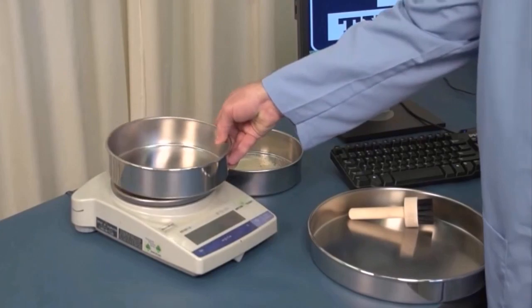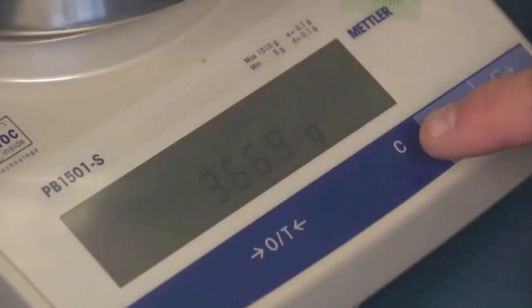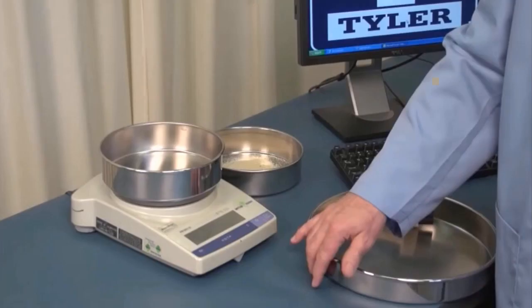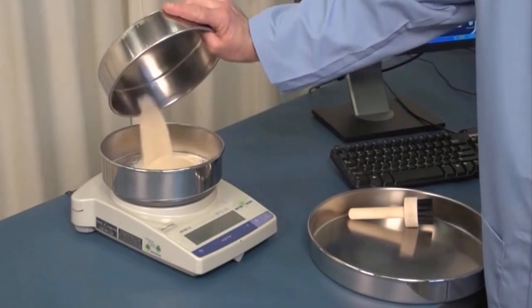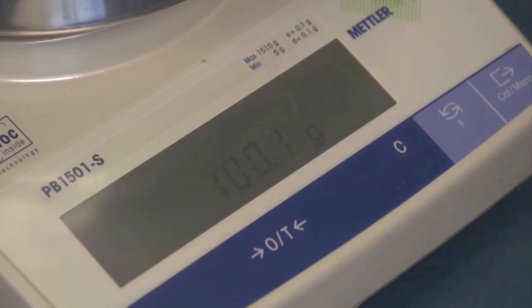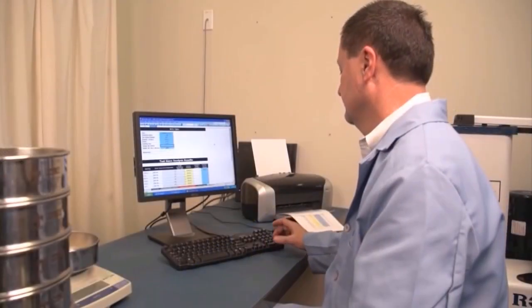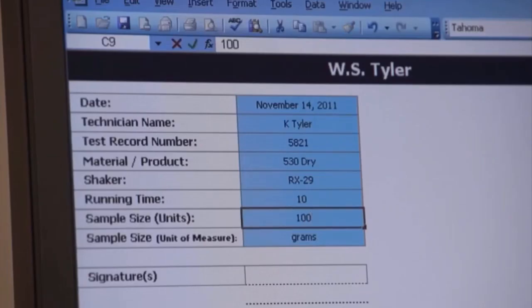Use a laboratory scale, accurate to 1/10 gram, to weigh an empty container, usually an extra receiving pan, and establish a tare weight. Weigh the entire sample and record the weight. W.S. Tyler offers sieving software for basic spreadsheet analysis. Additional test information includes company name, test number, and date. This may be saved and used as a permanent printed record.